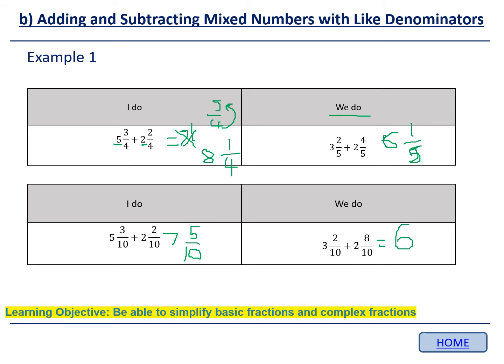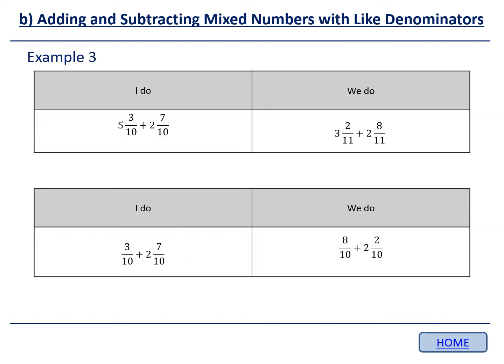So the answer here was 6 whole 1s. We've got the 3 plus the 2, which is 5, and then we've got 2 tenths plus 8 tenths. Well, 10 tenths gives us 1 whole 1. We add that onto the 5, that gives us 6. Okay, now I want you to get some extra practice in and have a go at both we do's, and feel free to do the I do's also, as I will put the answers up.